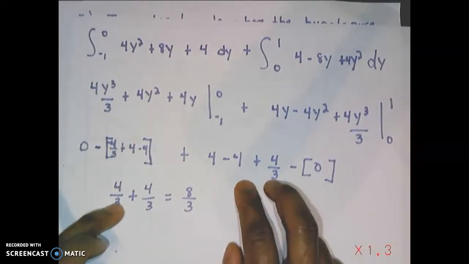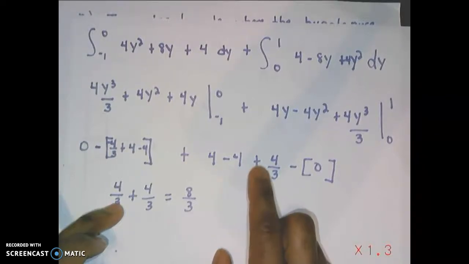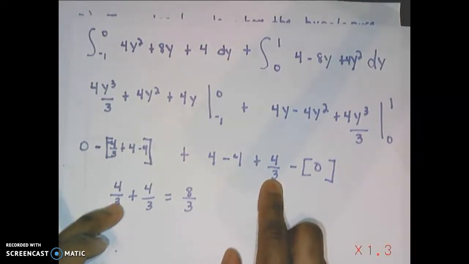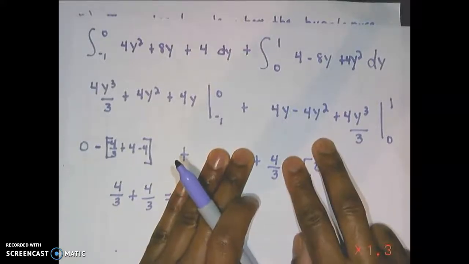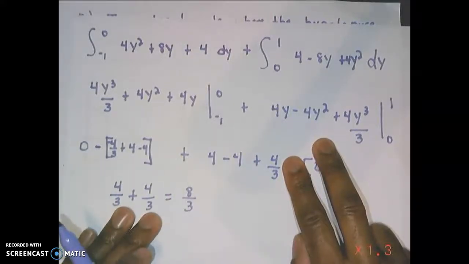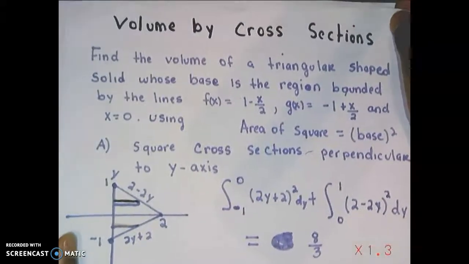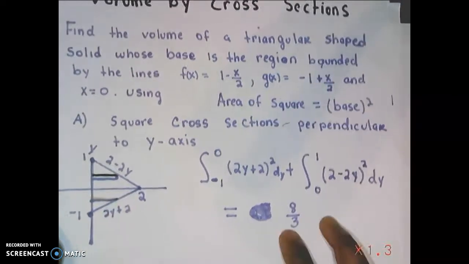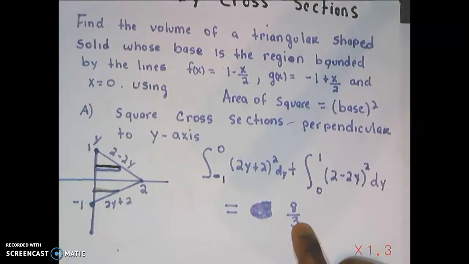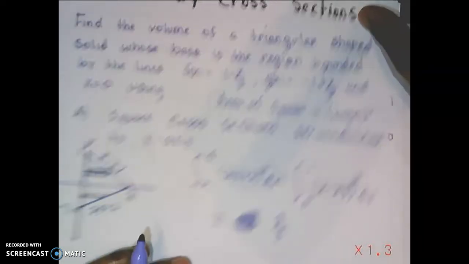And if you look here, this is where I get the other 4/3, because I get 4 minus 4. That gives me 0 plus 4/3 minus 0. So they just basically go away. And I have 4/3 plus 4/3 would give me 8/3. So the volume from the cross sections of squares that are perpendicular to the y-axis for this particular base is going to be 8/3. Okay, so let's look at one last example, then we'll be done.